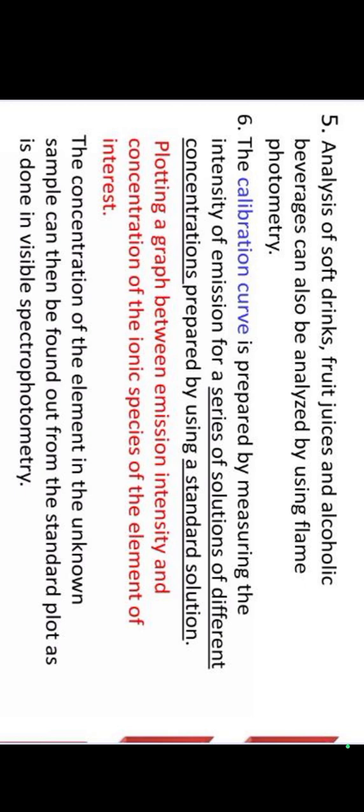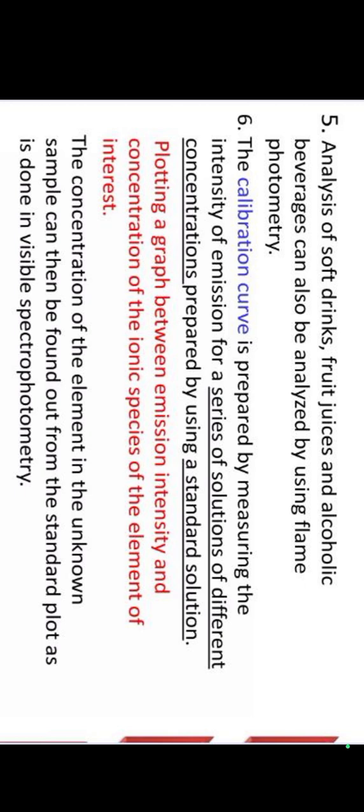Third one, analysis of water. Environmental monitoring is the main application. Soil and water will be analyzed by using flame photometry. Analyzing water from various sources is carried out to determine its suitability for drinking, washing, agricultural and industrial purposes. We determine this by using flame photometry. It is also used for determination of lead in petrol. Petrol containing lead will be identified by using flame photometry. Fifth use, analyzing soft drinks, fruit juice and alcoholic beverages by using flame photometry.